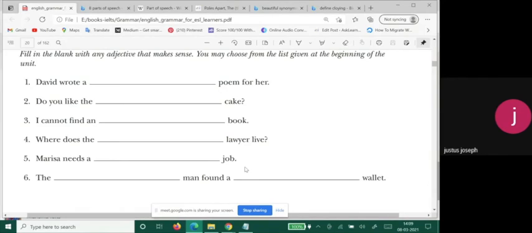Fascinating. Okay, Marissa needs a fascinating job. Other words? Satisfactory job. Absorbing job. Very good. Creative job. Engrossing. She was engrossed in her job.